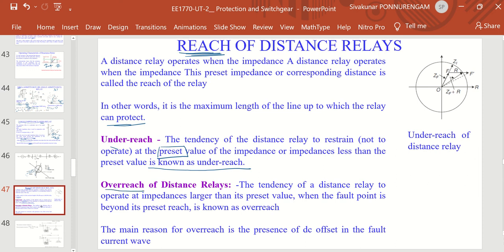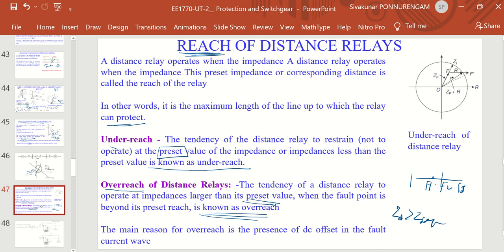Suppose the fault occurs at F3; we have already seen F1, F2, and F3 here. F3 is the third zone, where the relay impedance ZR is greater than the Z set point. So the relay operating impedance is larger than the preset value. When ZR is greater than that Z value, the fault beyond the preset reach is known as overreach. So this is called the overreach of the relay.